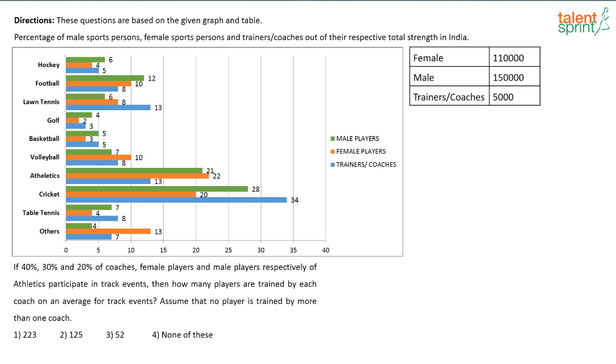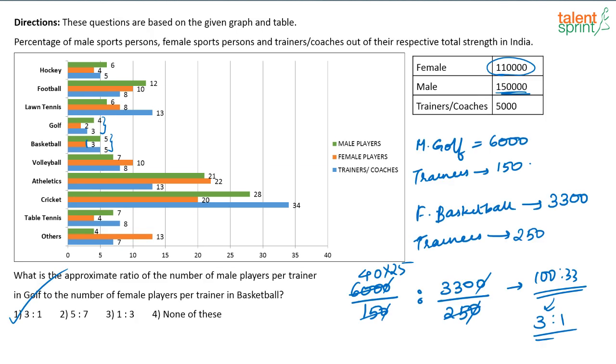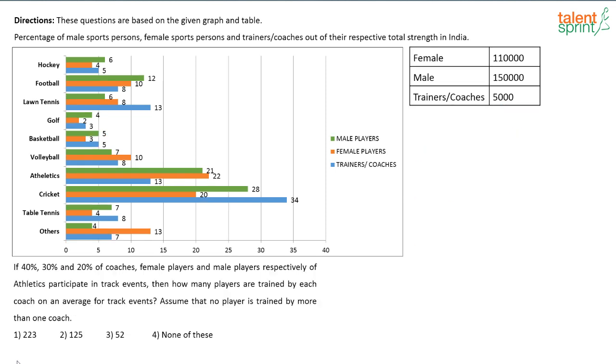Next one. If 40%, 30% and 20% of coaches, female players and male players respectively of athletics participate in track events, then how many players are trained by each coach on an average for track events? Assume that no player is trained by more than one coach. What is 25? Where is 25? I took this 25 to this side for simplification, that's all. So where is athletics? Athletics is this one, right?